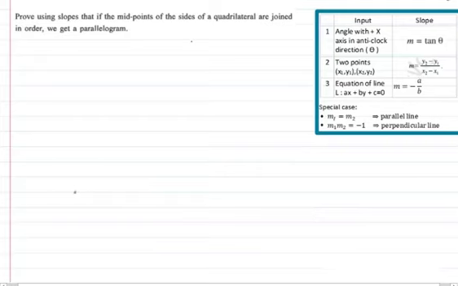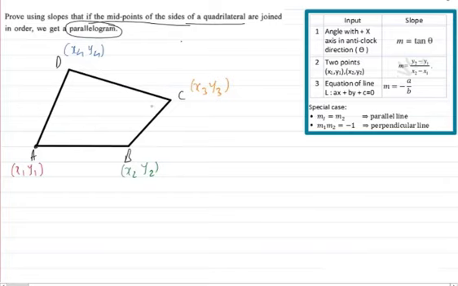Now here we have one interesting question. We have to prove using slope that if we connect the midpoints of any quadrilateral, then it will form a parallelogram, right? So first of all, let's draw a quadrilateral. Here we have a quadrilateral ABCD with their coordinates x1 y1, x2 y2, x3 y3 and x4 y4 respectively.